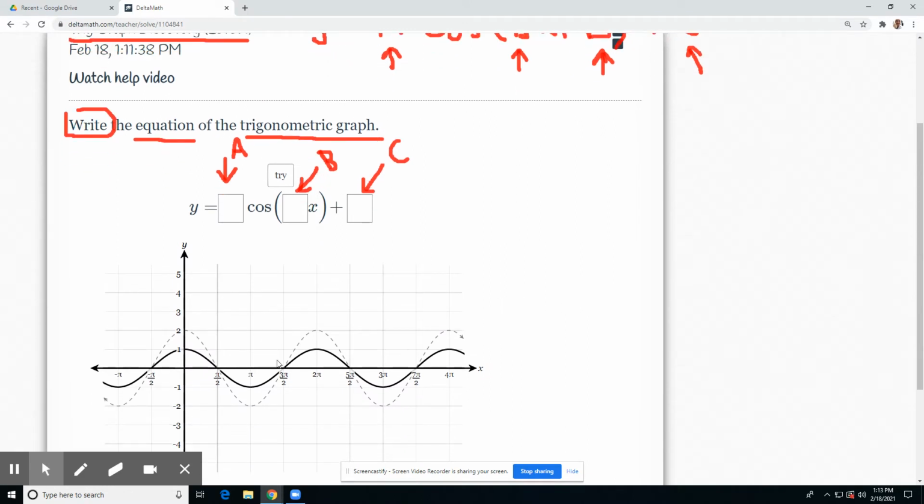All right, so for this one, notice that everything is pretty much behaving the same at maximums, at minimums, and at intersection points. So that means the period does not change. So no change in period.